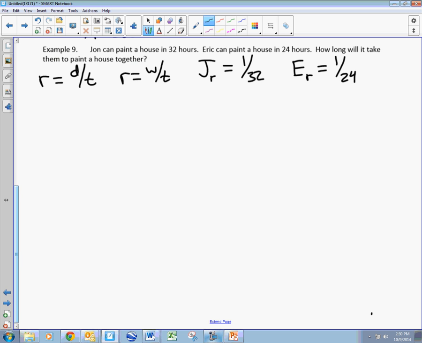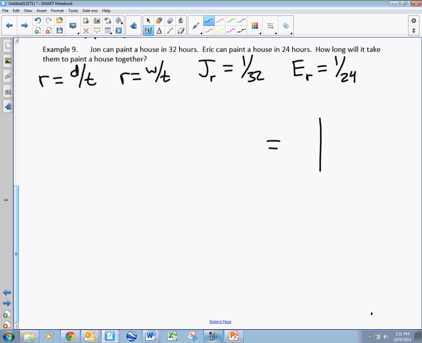Now, how many houses are they going to paint? They're just painting one house. So Eric, who's going to do more of the work? Eric, because he's faster. So Eric might do 60%. Then John would do 40%. Either way, no matter what the ratio is, it's going to add up to 1 or 100%. So we're going to paint one house.